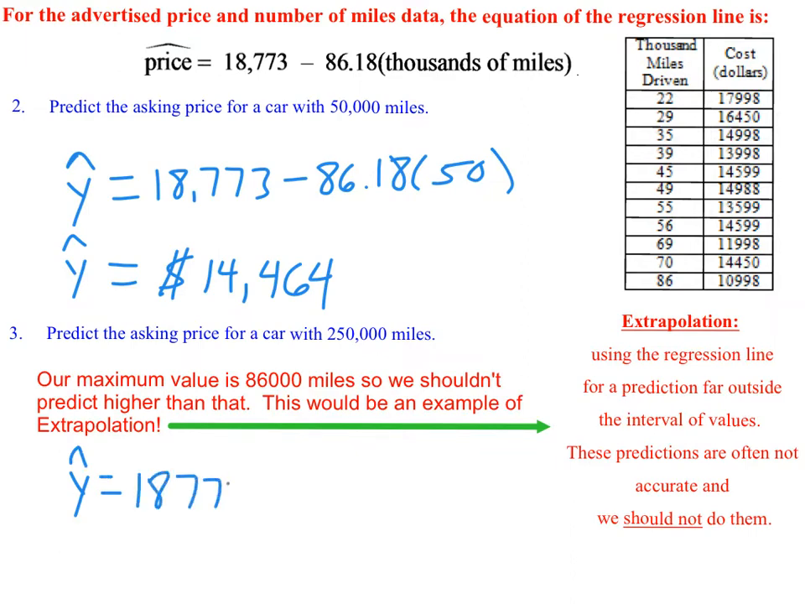250,000 is not in our table, so let's go predict that. And we plug in 250, and we get a very strange answer of negative $2,772. Which is fantastic. I'm going to get a car. It's got a lot of miles, but they're going to pay me to take it? No, this just doesn't make any sense, right?